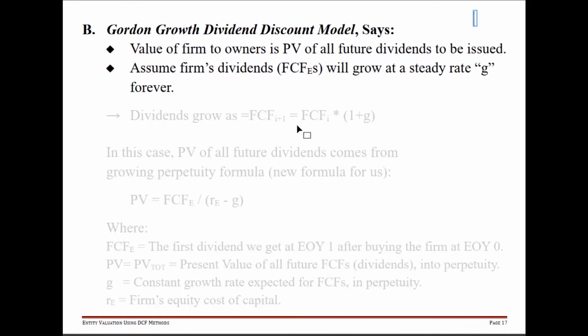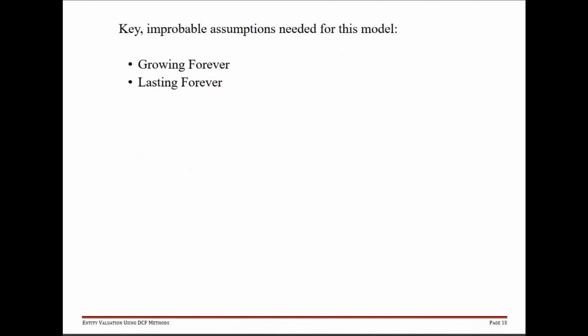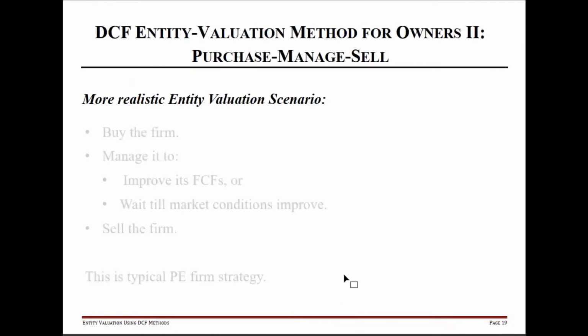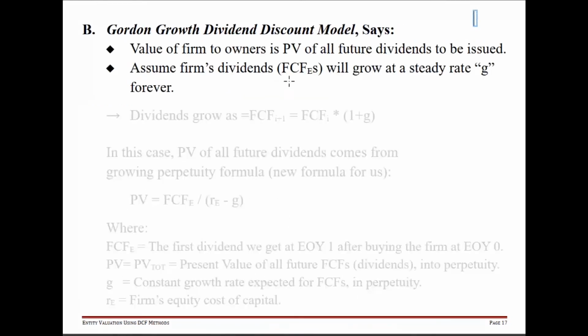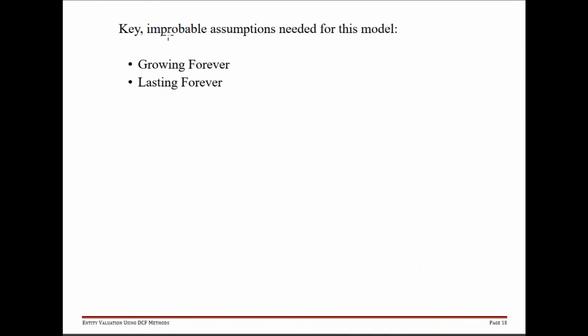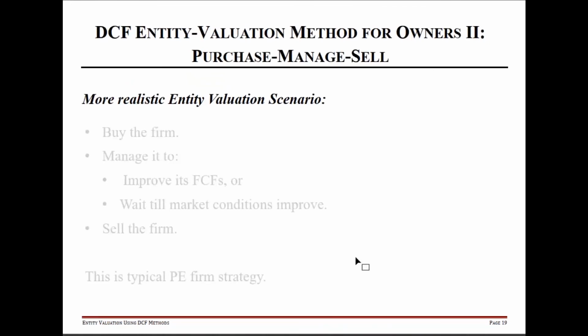So you can go through the rest of this. I'm not gonna bother. This is such an improbable model that growing forever or lasting forever that we didn't spend much time on it, and I didn't ask you to do any numerical stuff with it. Probably what you do want to know about the Gordon growth model is its definitions as defined here with these two statements, and the answer to the question, what is wrong with this model, which are these two improbable assumptions.